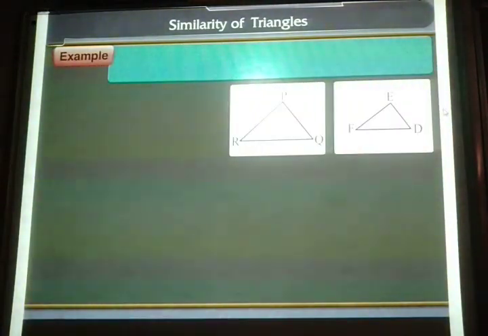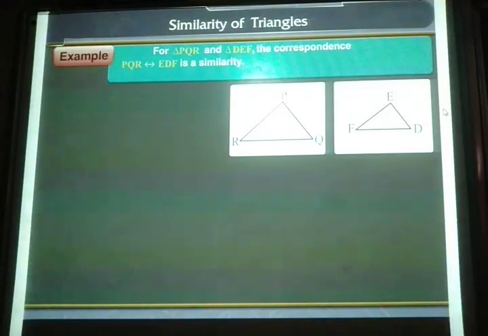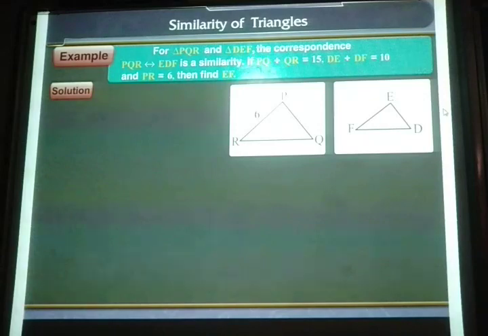Let's solve another example. For triangle PQR and triangle DEF, the correspondence between PQR and EDF is a similarity. If PQ plus QR is equal to 15, DE plus DF is equal to 10, and PR is equal to 6, then find EF. The solution is as follows.